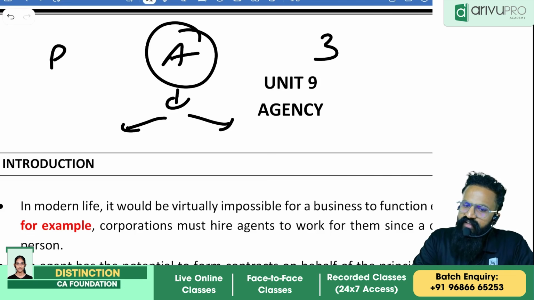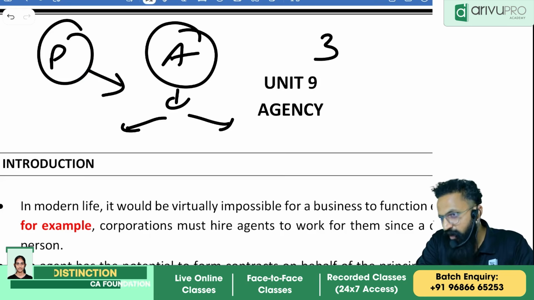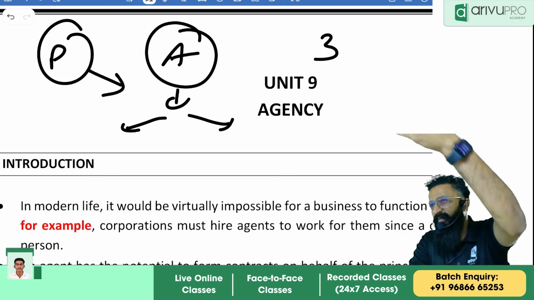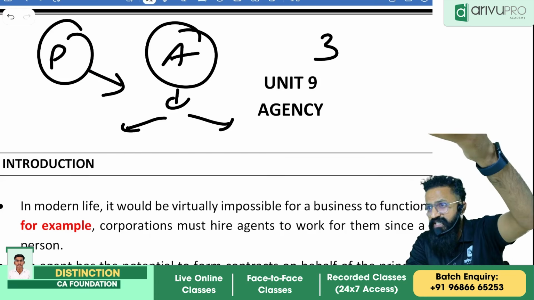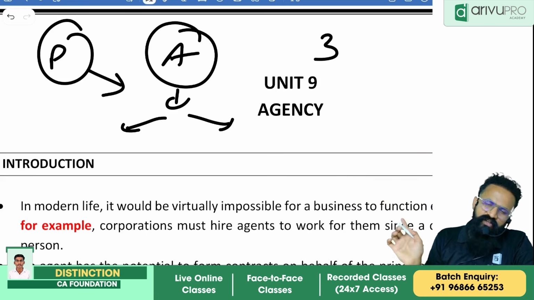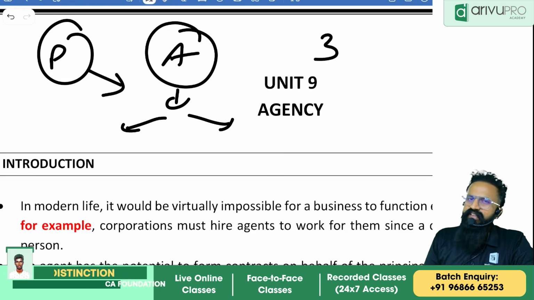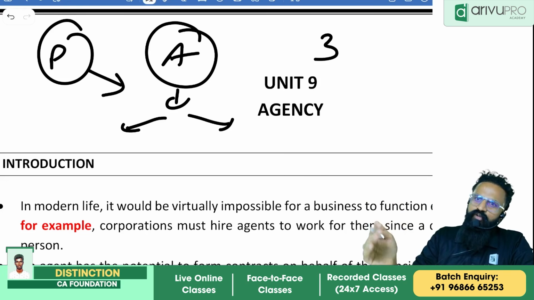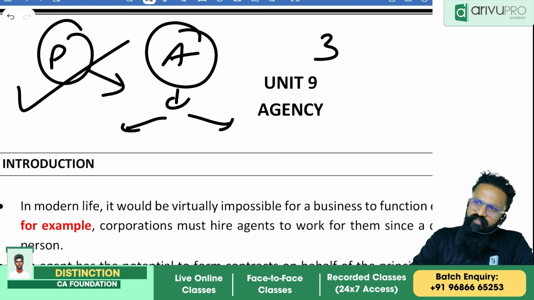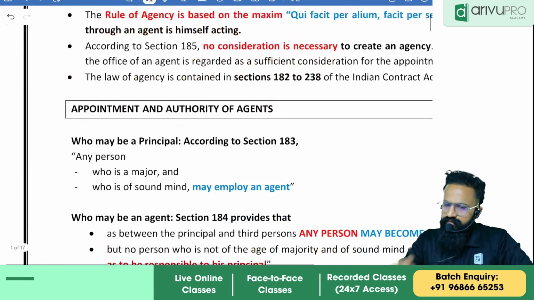But remember, if the principal has given a scope, and the agent has acted beyond the scope, if it is a normal agent, meaning a major, in such case that major will be liable. But if you have appointed someone who is of unsound mind or a minor, in such case if they act beyond their scope, it will always be the responsibility of the principal.